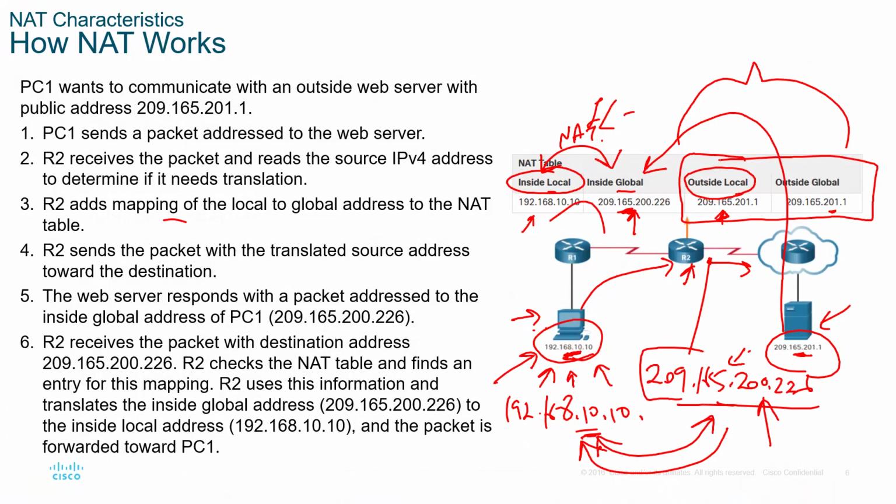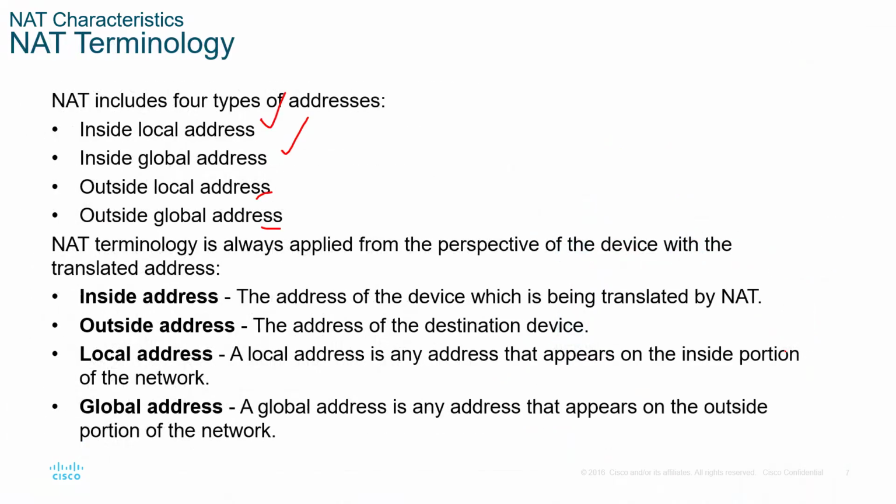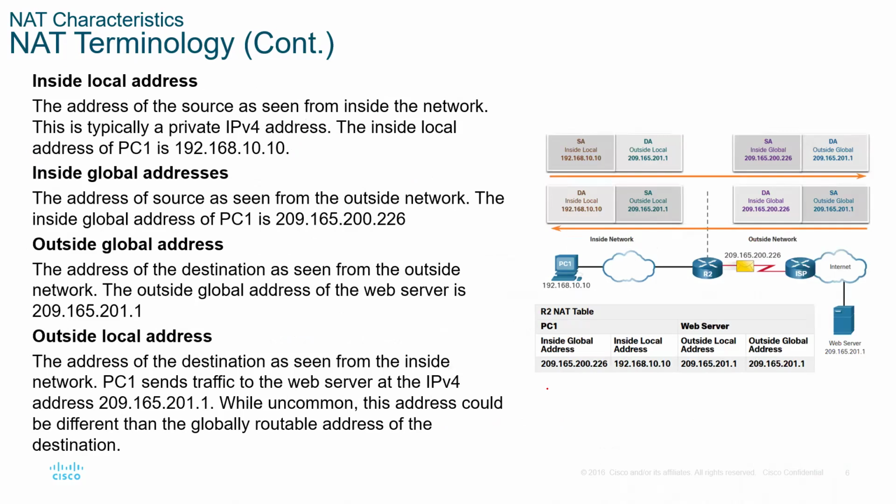In the example that we have here, I think the tricky part is that these two addresses are the same. And the reason why they are the same is because this server has a public IP address assigned to it. It does not have a private IP address which is then being translated to a public IP address. So inside local, inside global, outside local, outside global, by their definitions, the outside address of the destination, the global address that appears on the outside portion of the network. I think that's very straightforward.